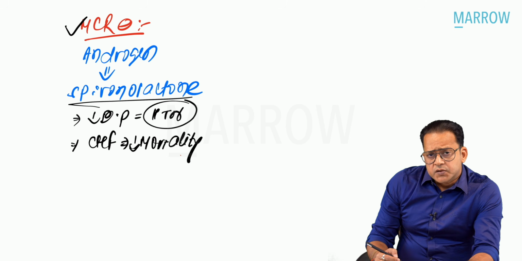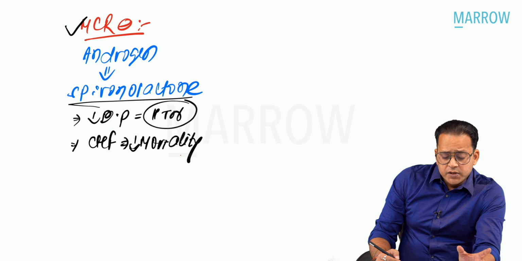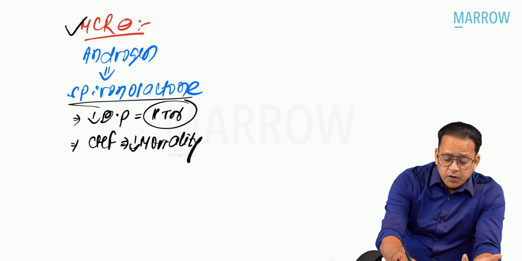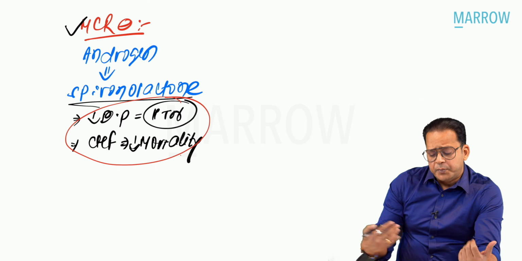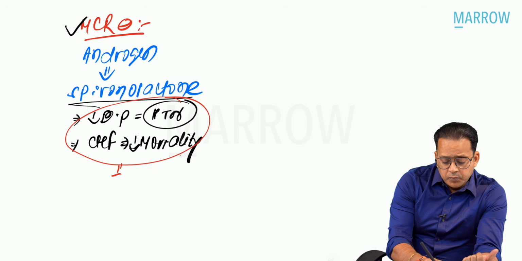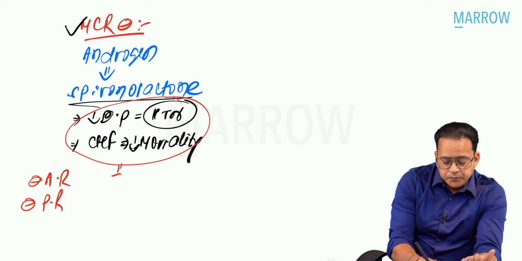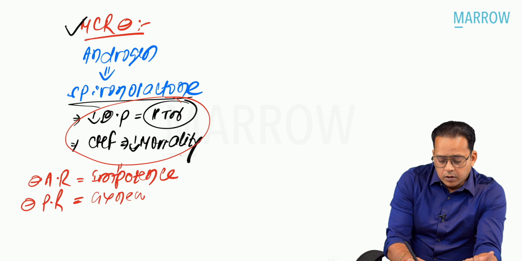But the problem with this drug was that, being an androgen derivative, whenever I use it for CHF or hypertension, there is a block of the androgen receptor and a block of the progesterone receptor. This gives us side effects like impotence and gynecomastia.